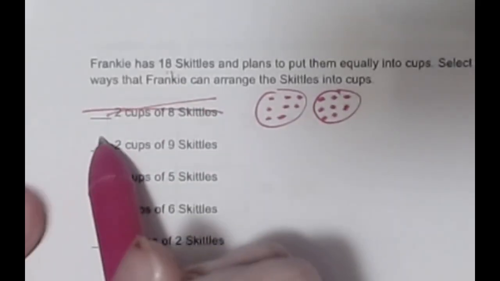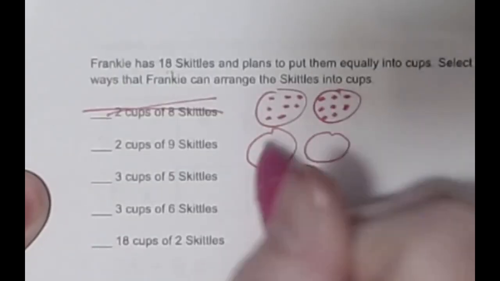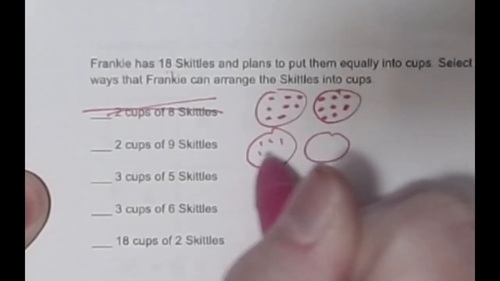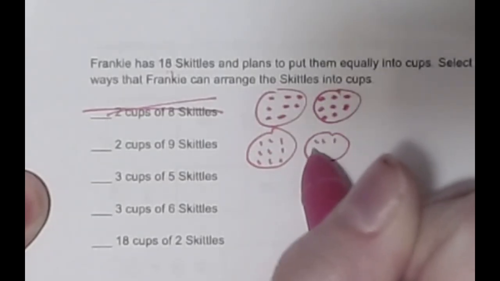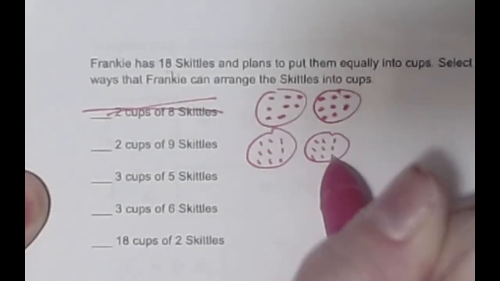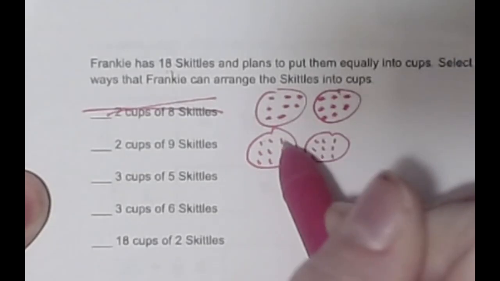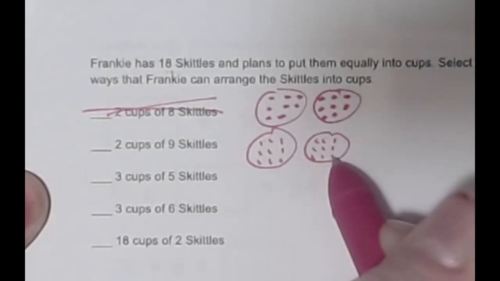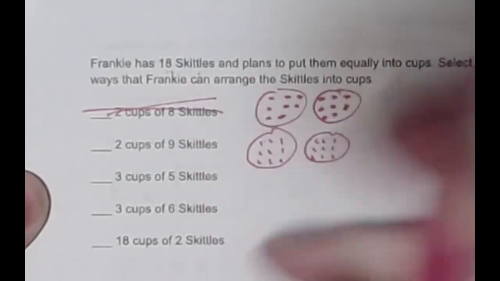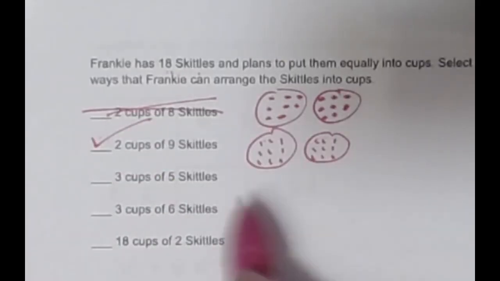Okay. Next one. 2 cups of 9 Skittles. 1 cup, 2 cups. 1, 2, 3, 4, 5, 6, 7, 8, 9. 1, 2, 3, 4, 5, 6, 7, 8, 9. Let's add them. 1, 2, 3, up to 18. Is 18 equal to 18? Yes. So that's going to be one of them. They're going to do that for each of these.